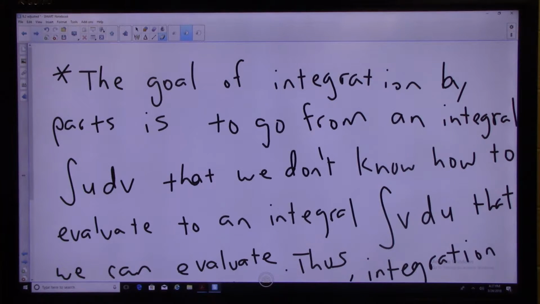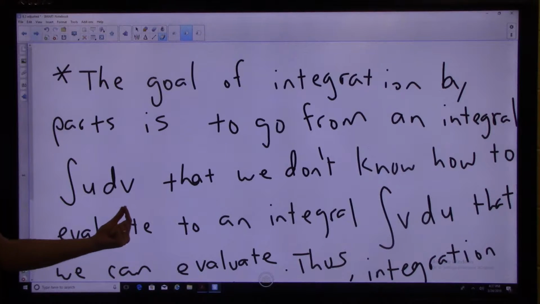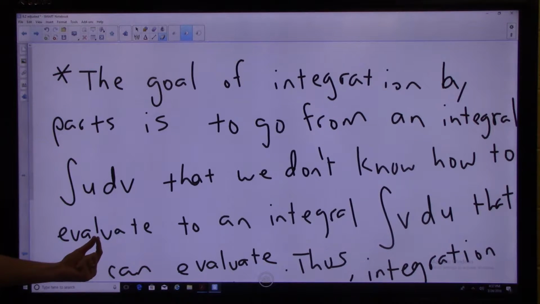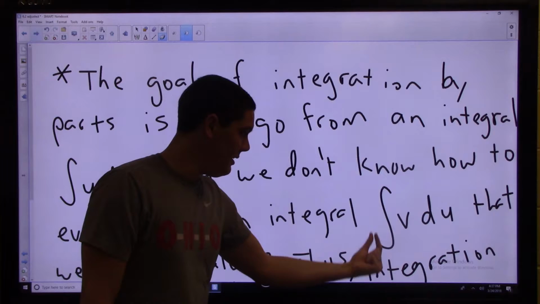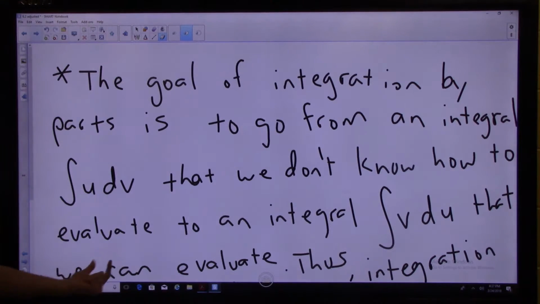All right, this right here. So guys, another note to write down here. The goal of integration by parts is to go from an integral, which is the integral of u dv, that we don't know how to evaluate, to an integral, which would be the integral of v du, that we can evaluate. Okay, so write this down, pause it if you need to. I'm going to scroll down so you can see the rest of it.